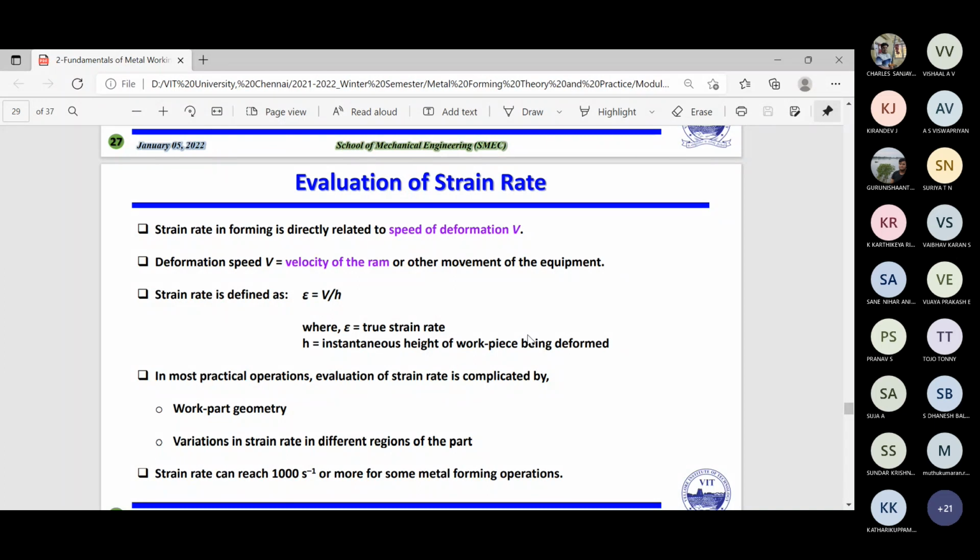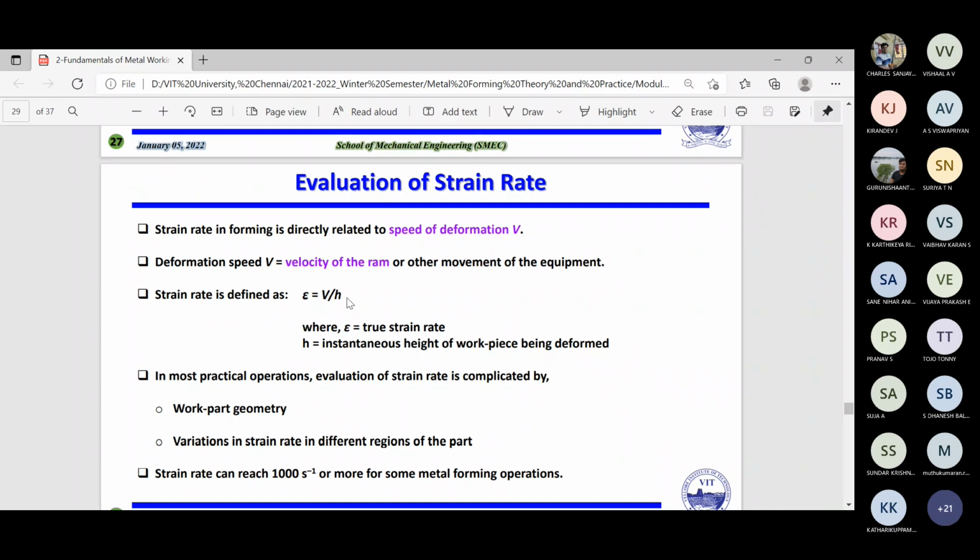Yes, sir. Okay, fine. So then how to find out, because whenever you are talking about stress and strain, we are also talking about strain rate. So we have a very small equation. The strain rate is directly related to the speed of the deformation, because what I told in the previous slide, the first definition, depends upon the speed of the deformation. So I put here the strain rate epsilon equal to V by H, where V equals the velocity of the ramp, the velocity you are applying.